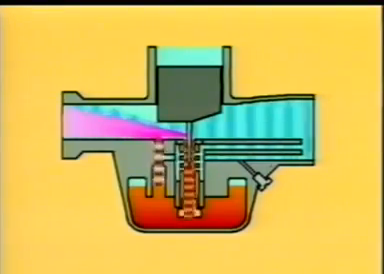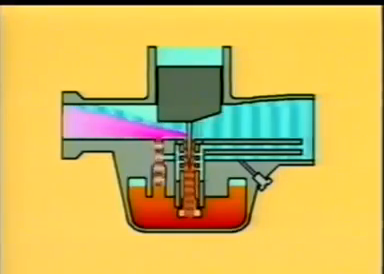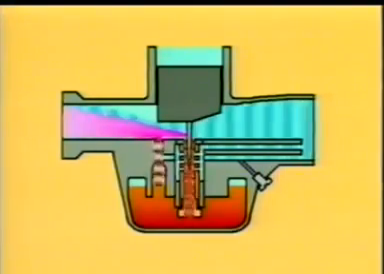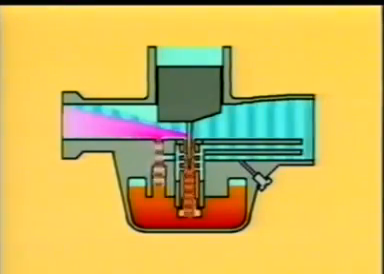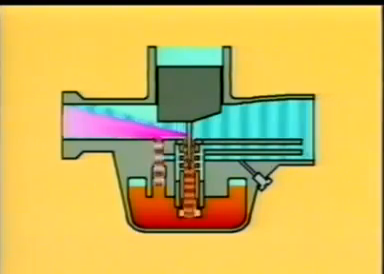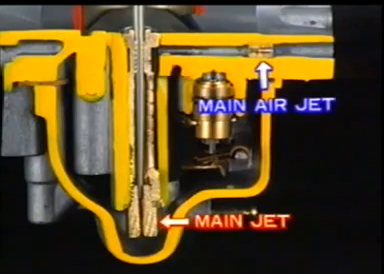This mixture is then sprayed from the needle jet. The amount of air mixed with the spray is determined by how far the throttle valve is open. Thus, the right mixture of air and fuel is supplied to the engine. The main jet measures the amount of fuel flowing to the engine at medium and high speeds. The main air jet measures the amount of air mixed with the fuel drawn into the carburetor.